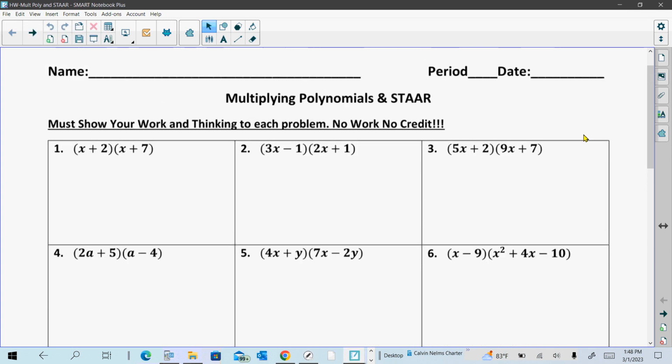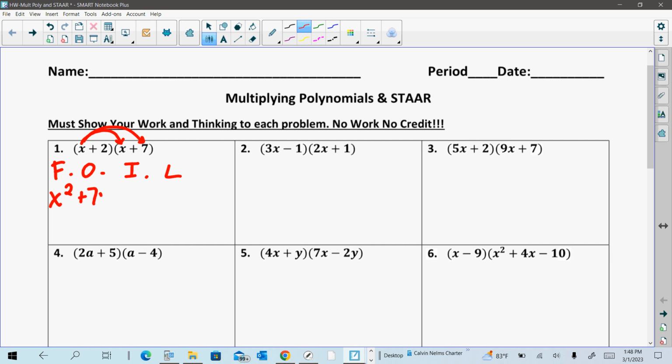All right, guys, this is your homework tonight to give you a couple pointers on what needs to take place. On 1 through 5 here, you're going to have to use your FOIL method. FOIL method says you take the two first terms, multiply them together. That gives you x squared.